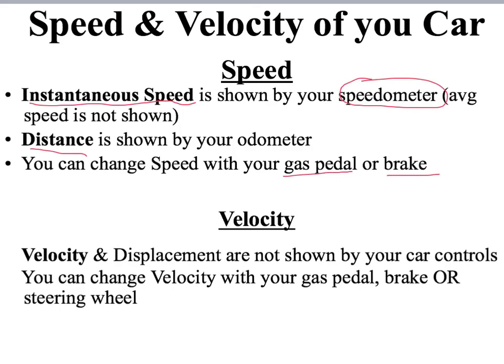Velocity is a little bit different because velocity involves direction. So your car doesn't really show you your velocity, and it doesn't show you your displacement, like how far you are away from your house or something like that. To change the velocity with your car, you can use the gas pedal. You can use the brake too, just like speed. But since velocity depends on direction, you can also use your steering wheel, and that's a change in your velocity.